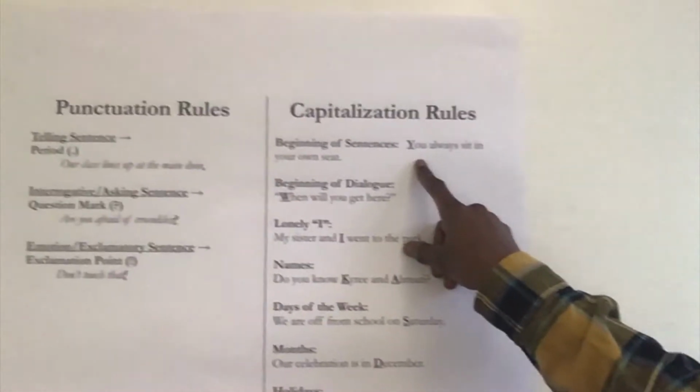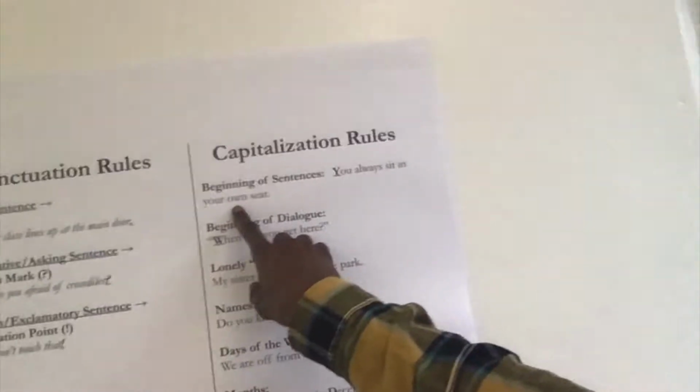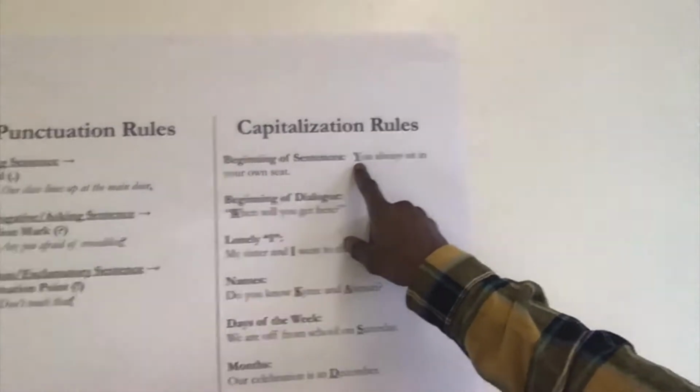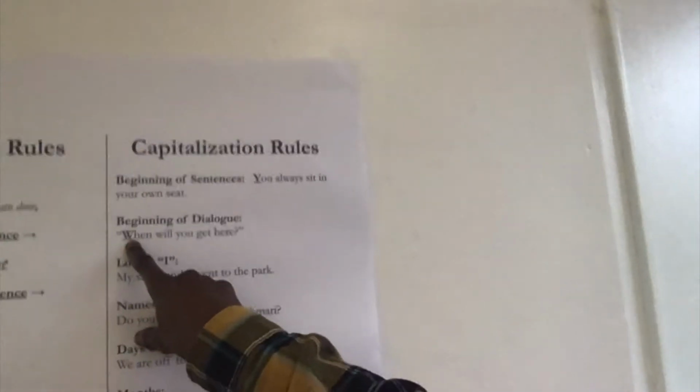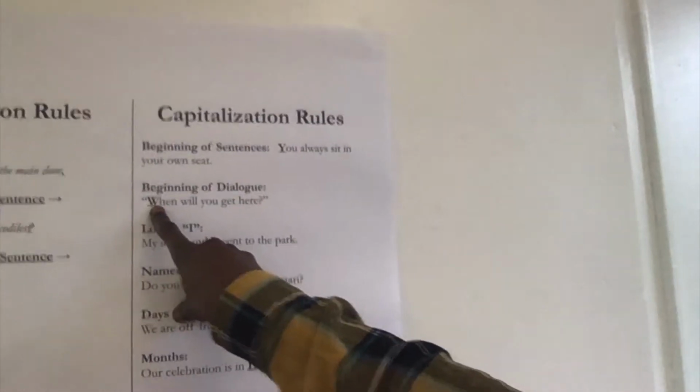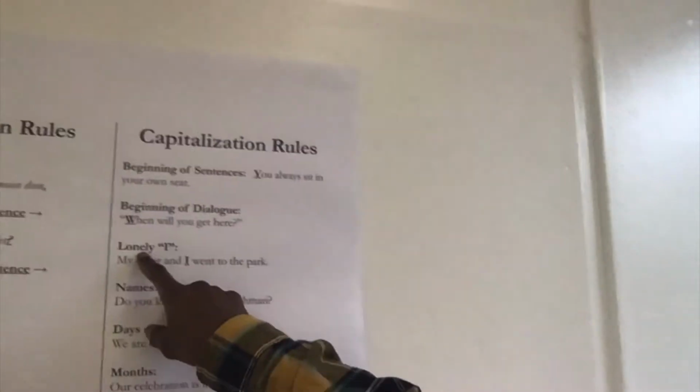So in this example, "You always sit in your own seat." The Y is capitalized. Keep that in mind. At the beginning of dialogue, we also use capitalization. So the W is capitalized. The lonely I is always capitalized, anytime. So, "My sister and I went to the park." The lonely I is always capitalized.